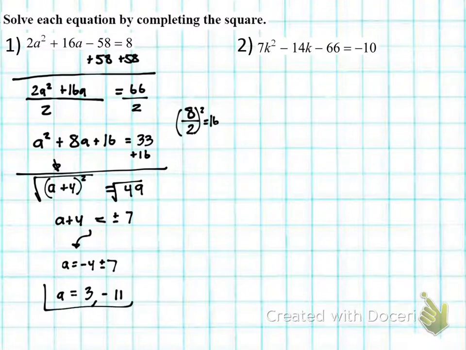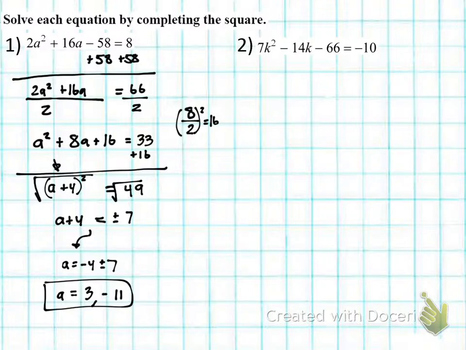Okay? So again, what did I do today? First thing I did is I took all my c's, moved them over to the opposite side. Then I noticed a was equal to 2, so I divided both sides by 2. Okay, you see that? Then we completed the square by taking b here. Then I took a square root of both sides, solved, and I got 2 answers.